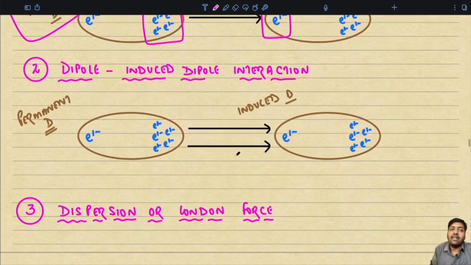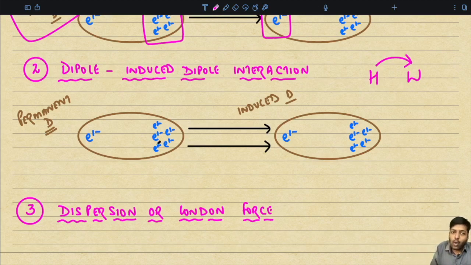The second variety is the dipole-induced dipole interaction. Over here, the husband is marrying a wife. The husband is a doctor, the wife is not yet anything. She is not doing anything. After marriage, the husband is inspiring the wife to give the exams and to become a doctor. So the husband is inducing the wife to become a doctor. This is called a dipole-induced dipole interaction.